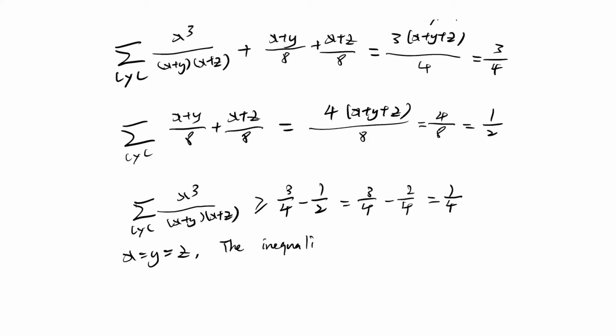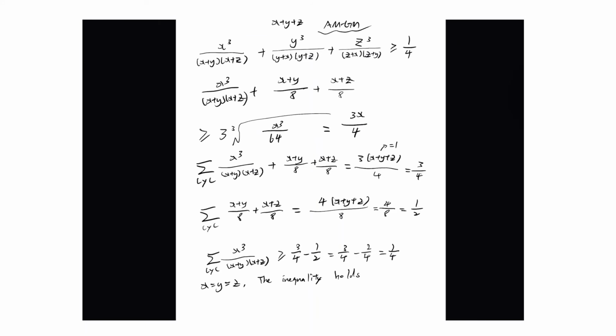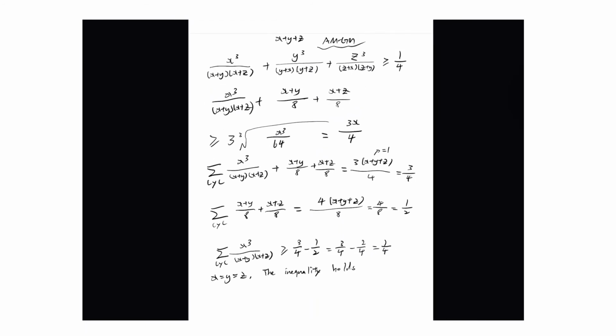And we've successfully proved that the inequality x cubed over (x plus y)(x plus z), plus y cubed over (y plus x)(y plus z), plus z cubed over (z plus x)(z plus y) is larger or equal to 1 over 4, using the AM-GM inequality and the fact that x plus y plus z equals 1.